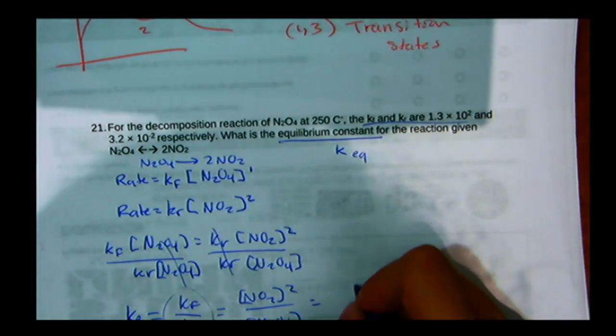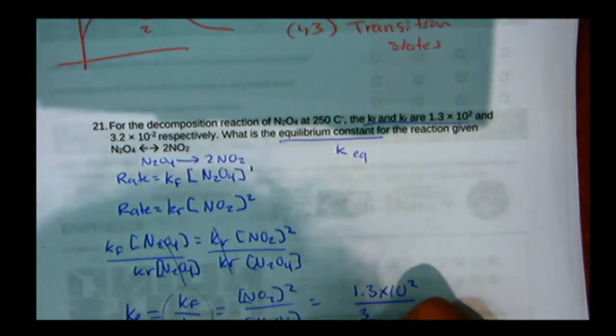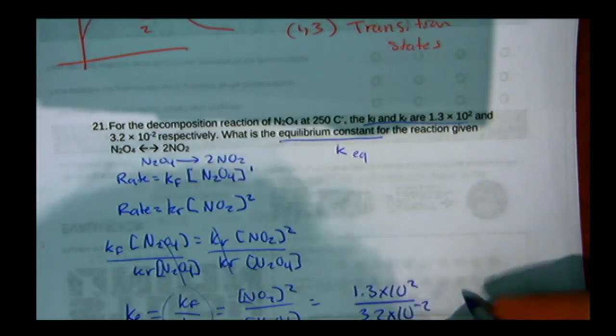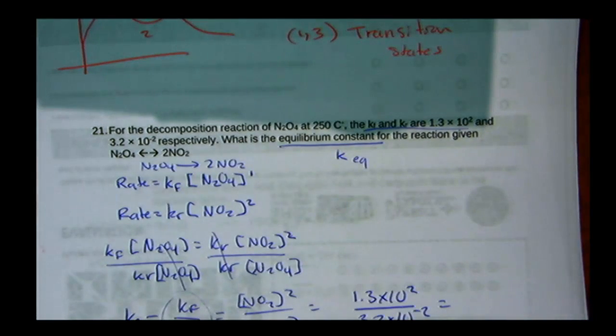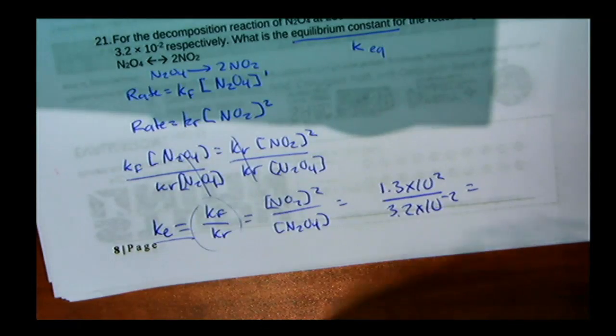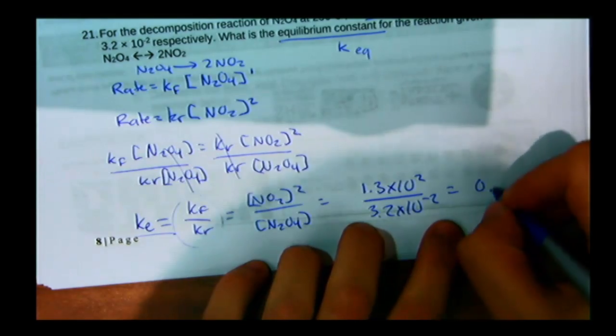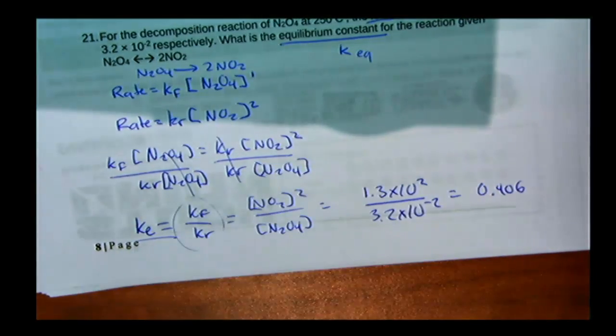And you'd want to do the math for that: 1.3 times 10 squared divided by 3.2 times 10 to the negative 2. And I get 0.406-ish. Does that make sense? Any questions? No? Okay, so that would be your new Ke.